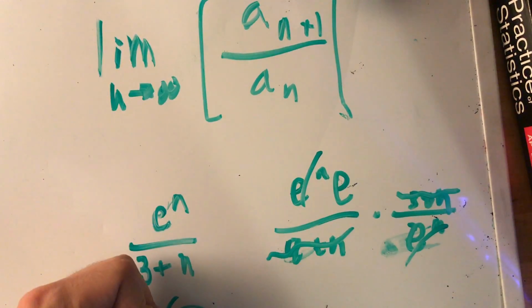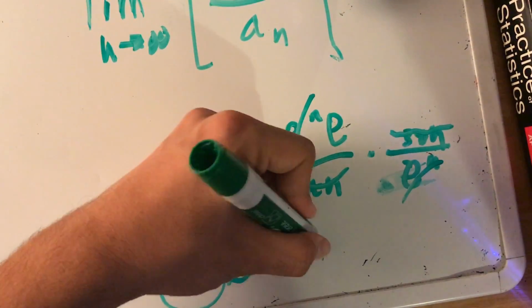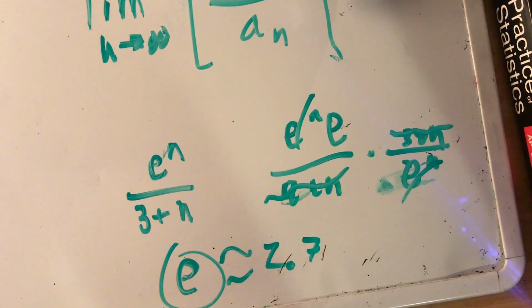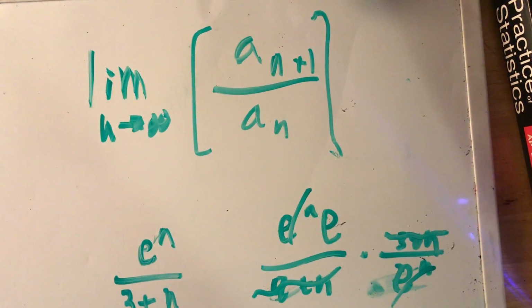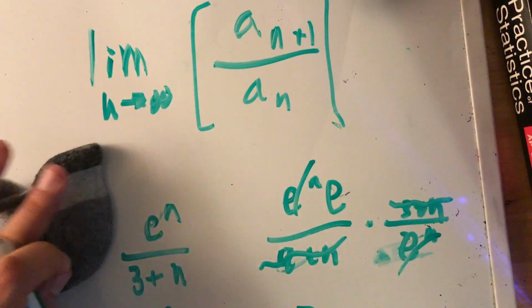And e, in case you guys don't remember, is about 2.7. And 2.7 is not less than 1, which means that this is divergent. Cool, so that's just an example. I'm not going to go over examples that are equal to 1 or less than 1. You guys kind of get the gist of it.